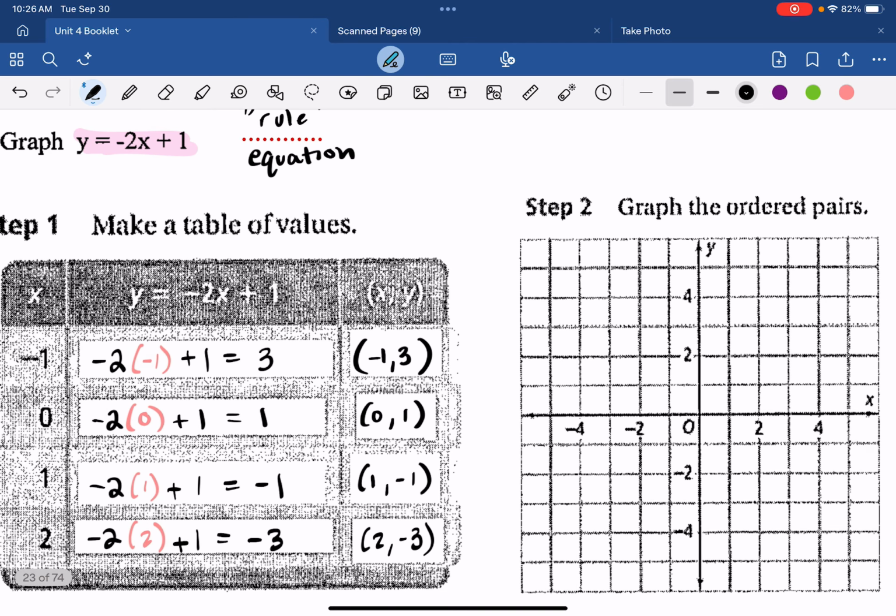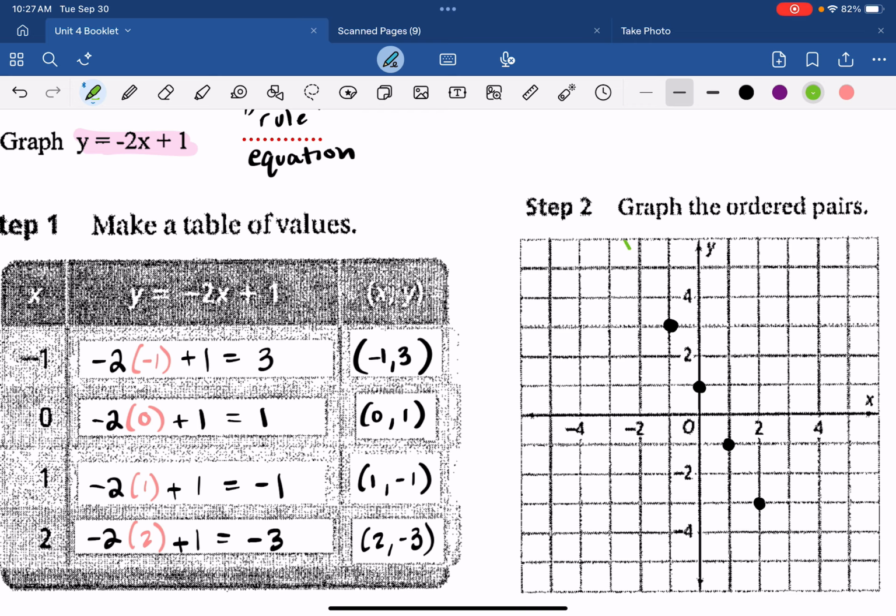Now, let's graph the points that we just found. I'm going to go in order, top to bottom. The first one I see is -1, 3. And just as a reminder, when we graph, we always start at the origin. The first number, -1, tells me where to go left or right in the x direction. So I'm going to go to -1. And then the y tells me where to go up or down. It's a +3, so I go up 3. I'm going to plot a point right there. Our next one is 0, 1. Then we have 1, -1, and 2, -3.